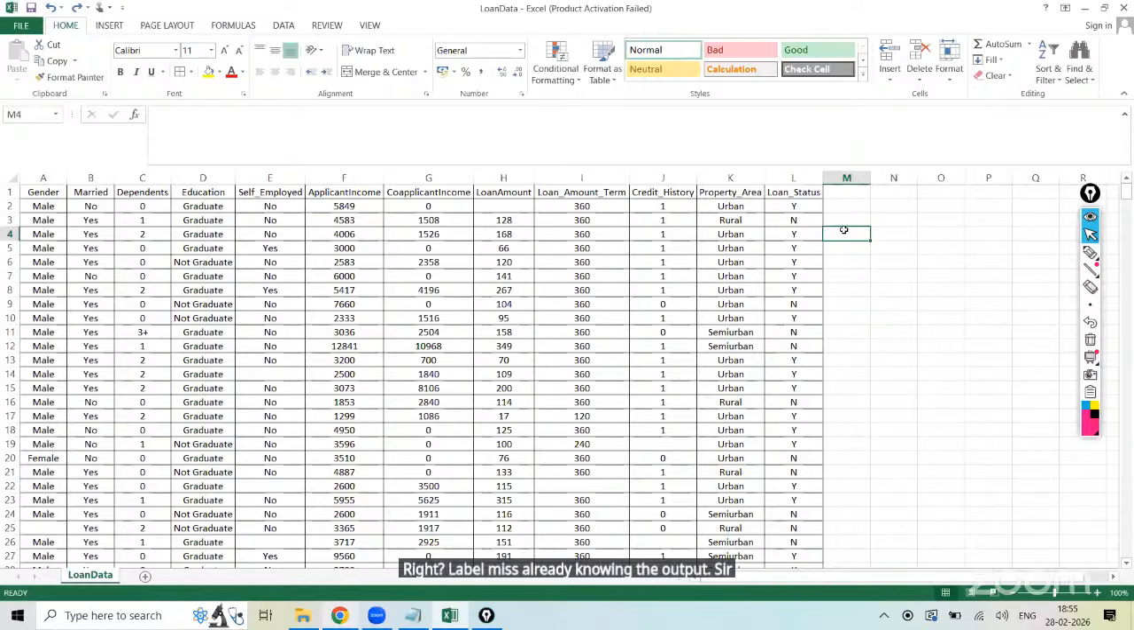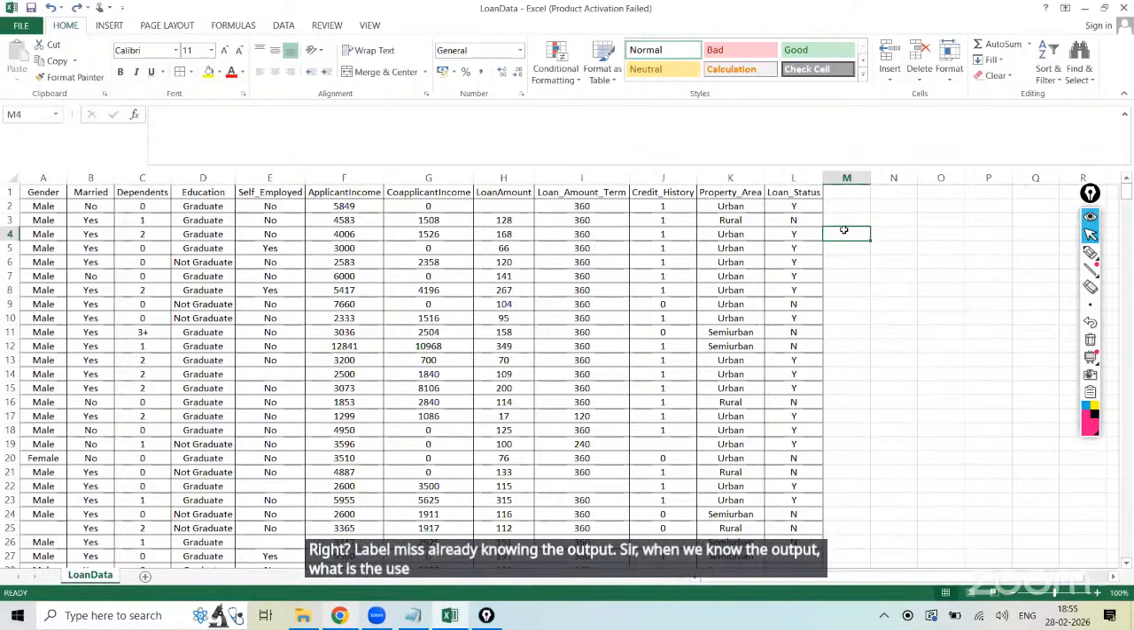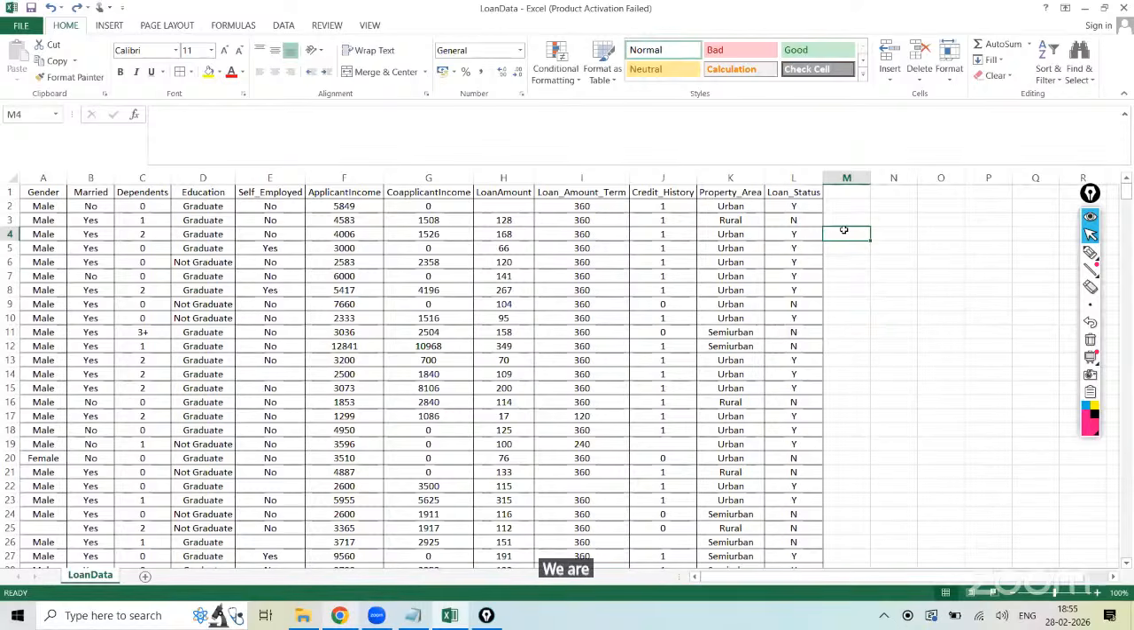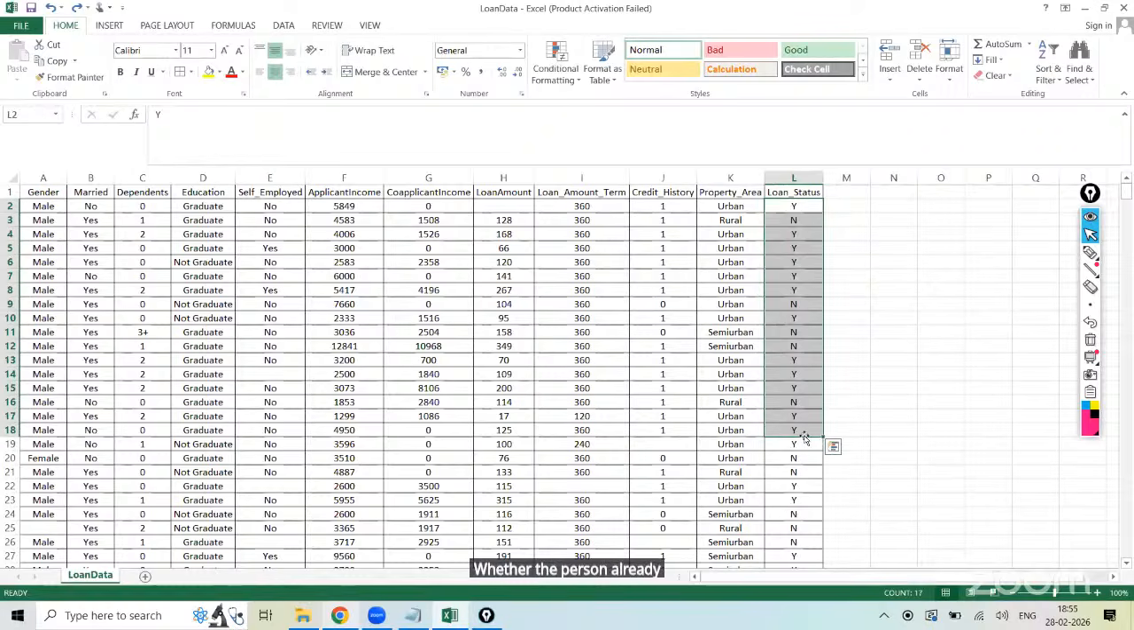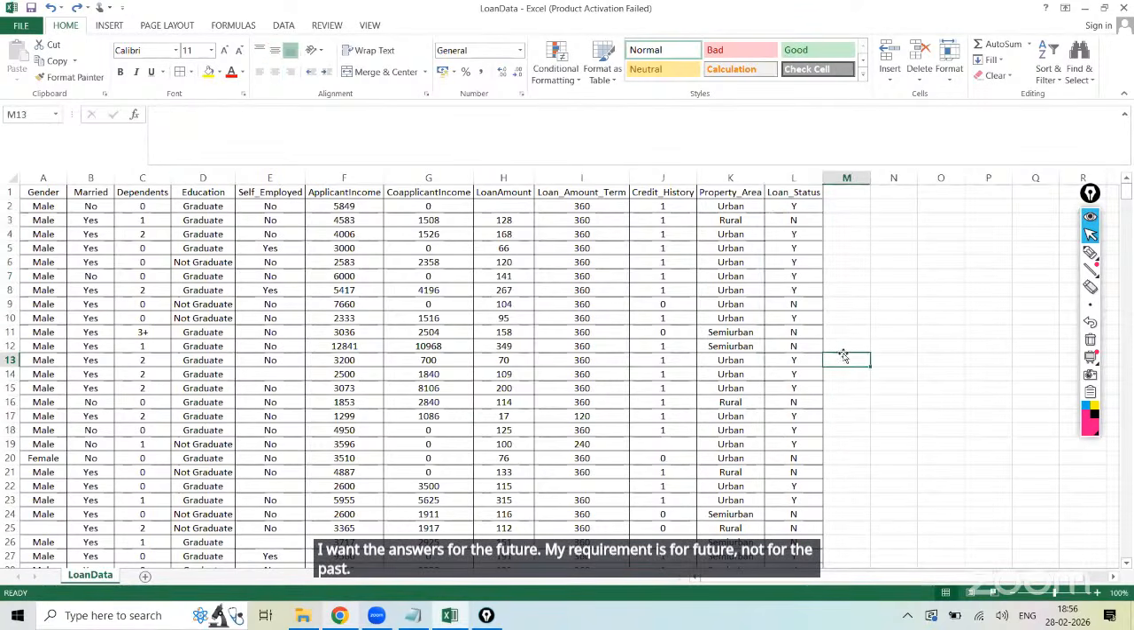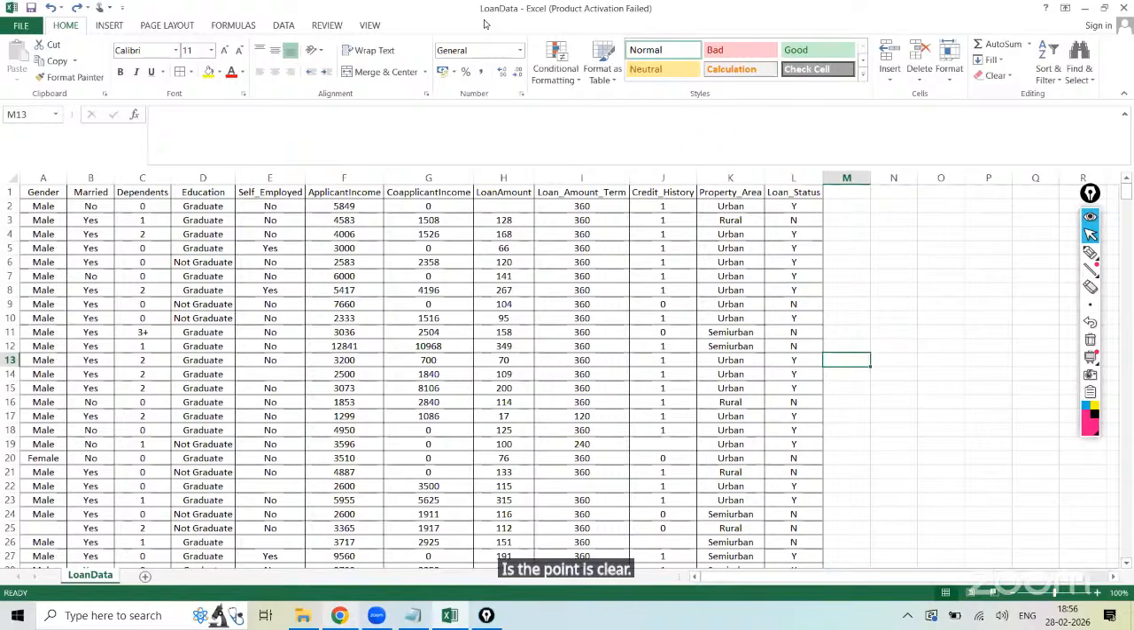Sir, when we know the output, what is the use of doing the project? We are not doing the project for the past data. We are doing it for the future. The answers for the past are already there, but I want the answers for the future. My requirement is for the future, not for the past. Is the point clear? If output is available, it is called a label.